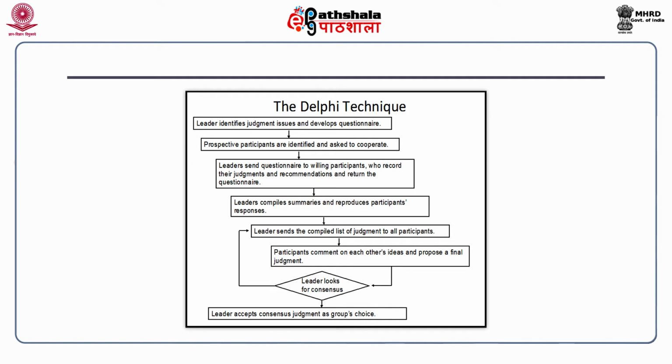The leader sends the compiled list of the judgments to all the participants. Then participants comment on each other's ideas and propose a final judgment. The leader looks for consensus and may perhaps again send the compiled list of judgments to all the participants, and the next two steps may follow. After this, the leader accepts the consensus judgment as the group's choice.